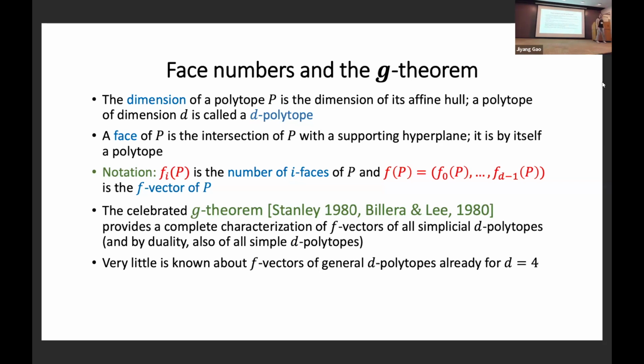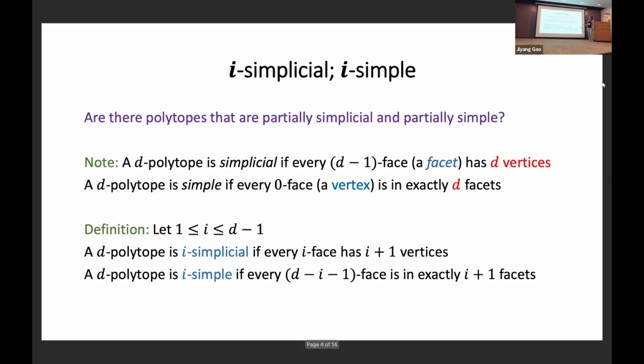But then you can ask, what's known for polytopes that are non-simplicial and non-simple? In dimension 3, more than 100 years ago, Steinitz provided such a characterization. In dimension 4, we already know very little, and in particular, there is no conjectural characterization. So what do you do if almost nothing is known? One thing we can try is to find some family of polytopes that has properties of both simplicial and simple polytopes, and then maybe you have a better chance.